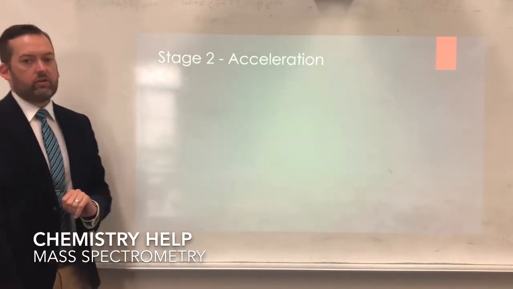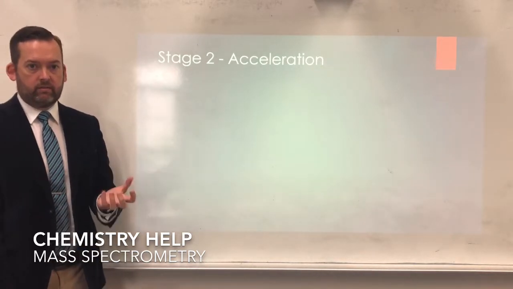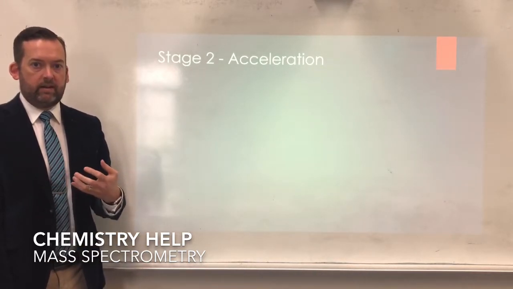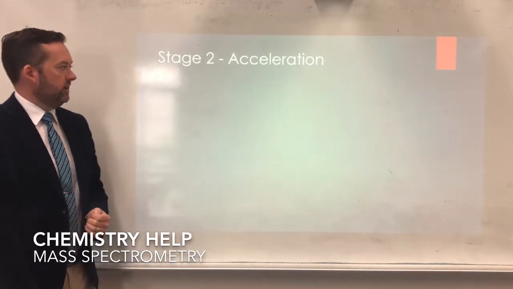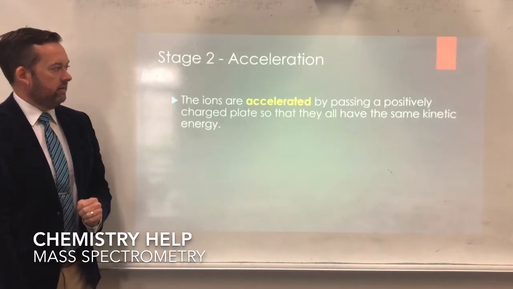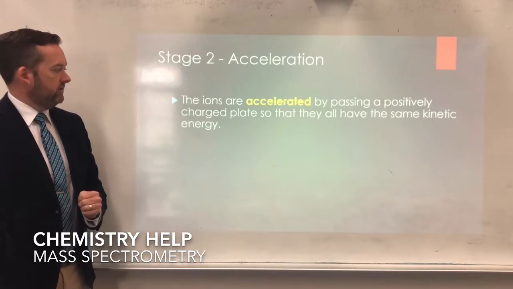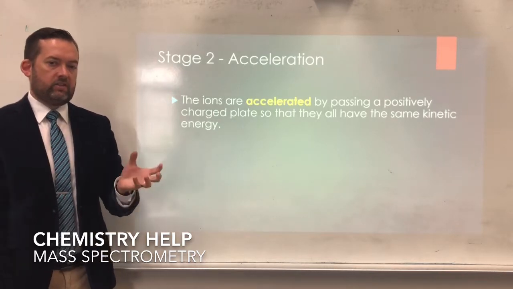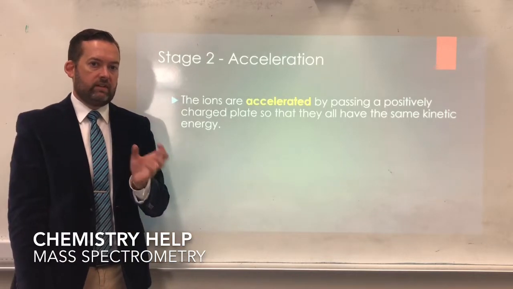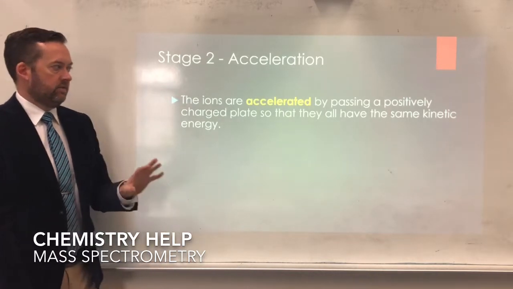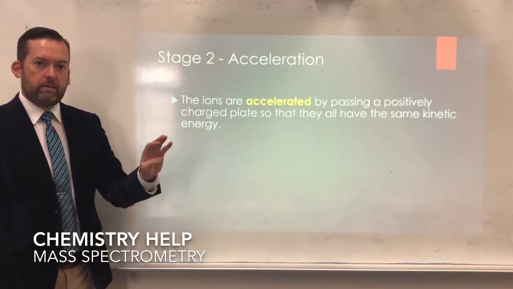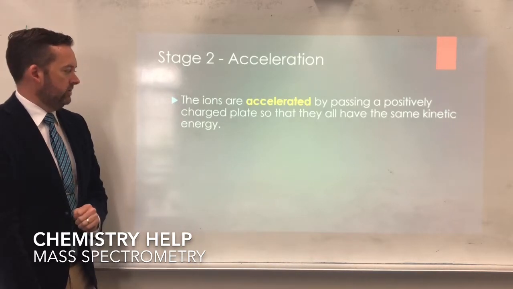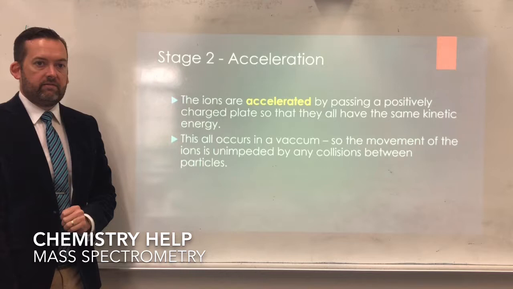Okay, so stage two, once we've got the ions created, we now need to accelerate them or push them through the chamber. So the ions are accelerated by passing through a positively charged plate so that they have the same kinetic energy. The ionization chamber itself is charged positively to push the ions out, and then it passes through these plates to speed them up to the same kinetic energy. This all occurs in a vacuum.